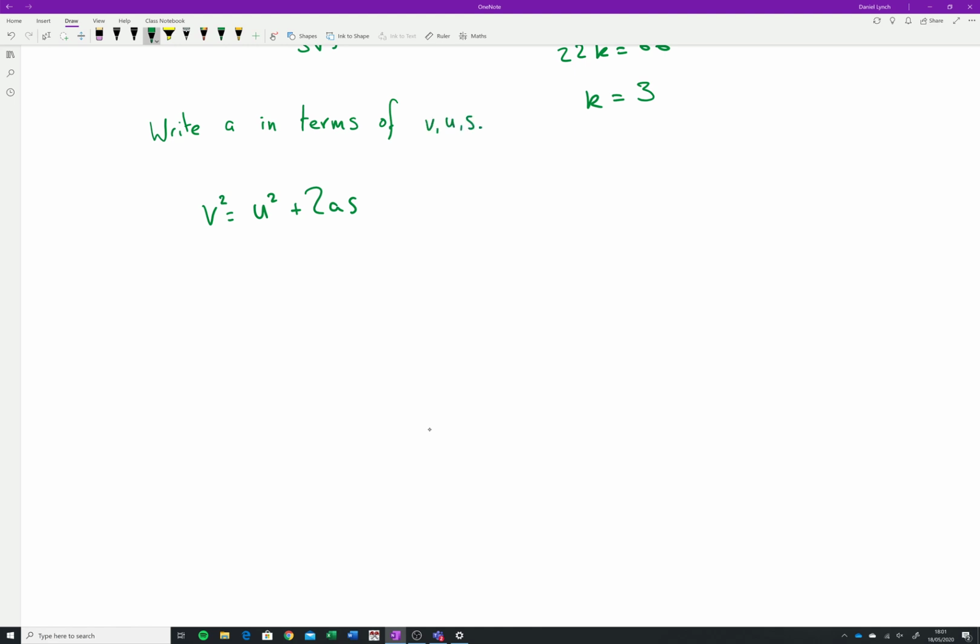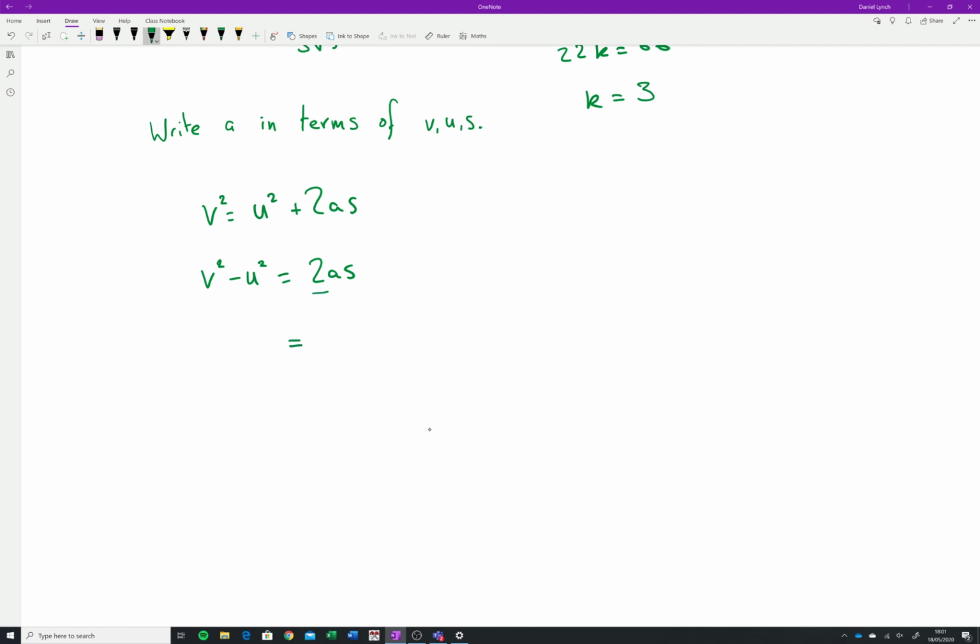Okay, here's the trick. Whatever you want, we want an a. Everything that has an a in it, there's only one thing in here, but everything with an a in it to one side, everything else the other. So v squared minus u squared is equal to 2as. We subtract u squared from both sides. And now we want to get a on its own.